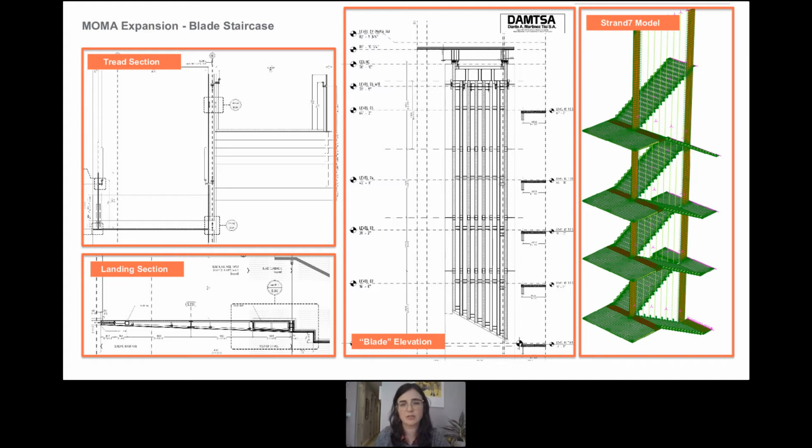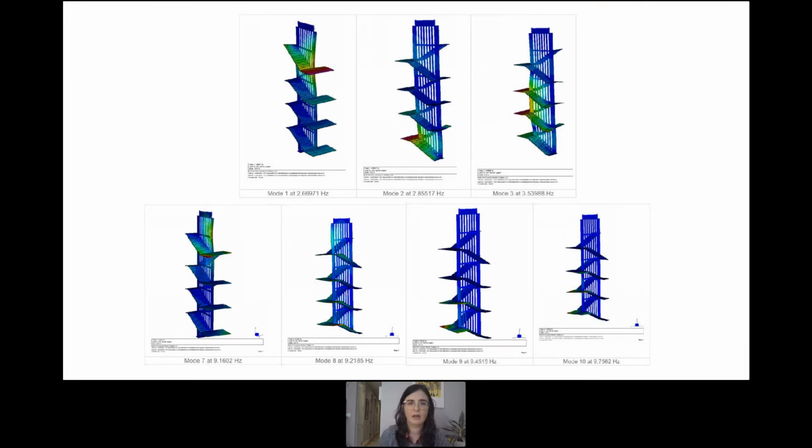So this was analyzed in Strand7. That's what we tend to use for a lot of our projects. And basically what we had to do was take the structure and find all of the primary modes of it. It ended up being the case that the lateral movement of the landings were the first three primary lowest modes, and then it was the vertical deformation of the landings.